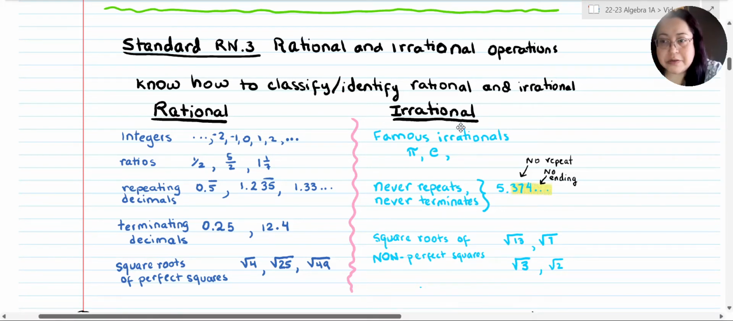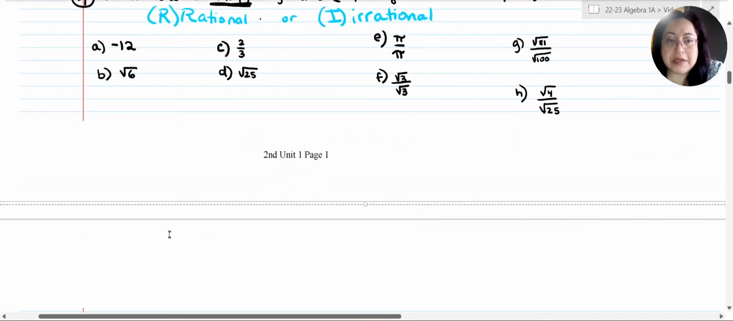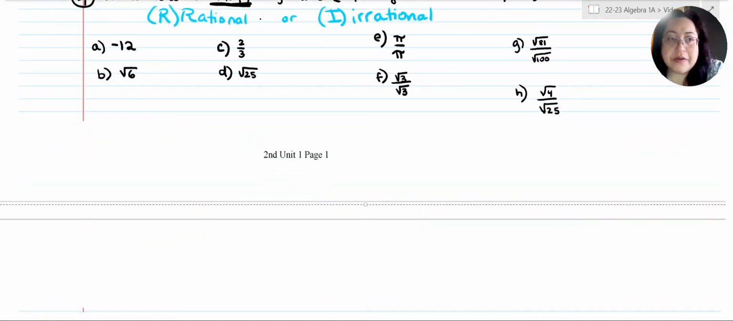And then your irrationals, your famous irrationals like pi and numbers that never repeat and never terminate. How are you supposed to know? Well, if you have the three dots, that means they don't end. And the fact that the 3, 7, and 4 don't repeat tells you that it's a non-repeating, non-ending number, irrational. And the square roots of non-perfect squares, that's also going to be irrational.